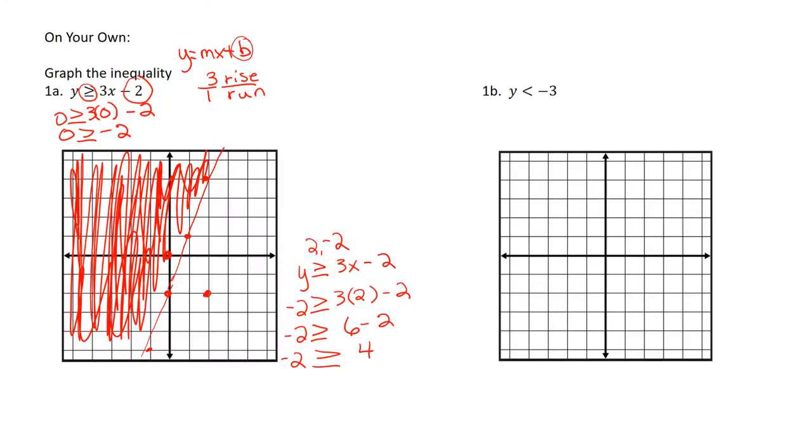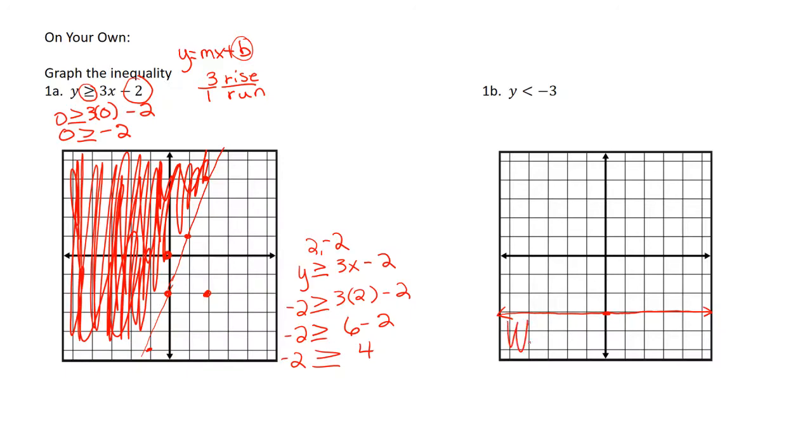All right, so the next one says y is less than negative 3. Well, that's telling us that all points of y are going to be negative 3. So let's go to negative 3. 1, 2, 3. Here's negative 3. All the y's, no matter what our x is, are going to be negative 3. So that's actually a horizontal line. Our boundary line is a horizontal line, and it says y is less than negative 3.